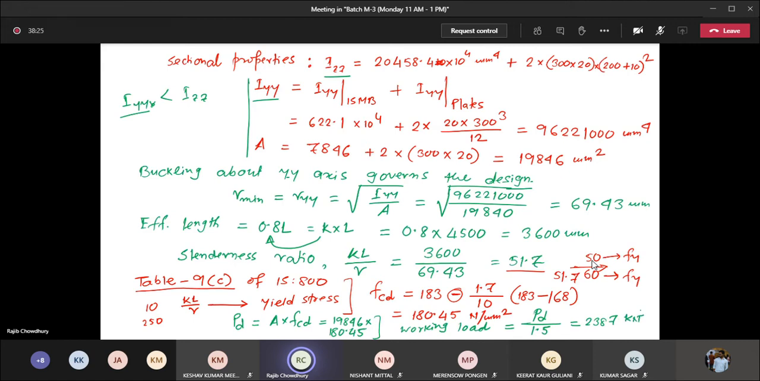Right. So this is a completely analysis problem that has been provided to start with, on how we deal with the design or analysis of the compression member. Any query regarding this? It's clear, right? Fantastic. Yes.